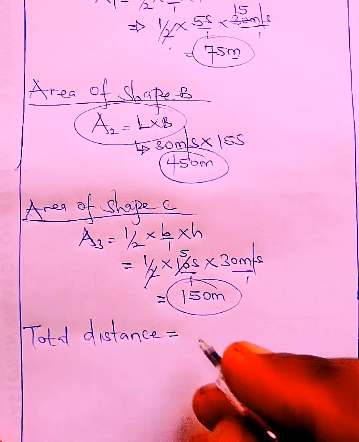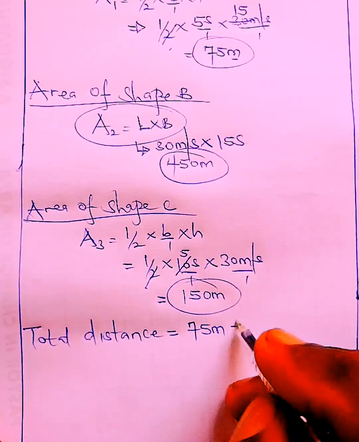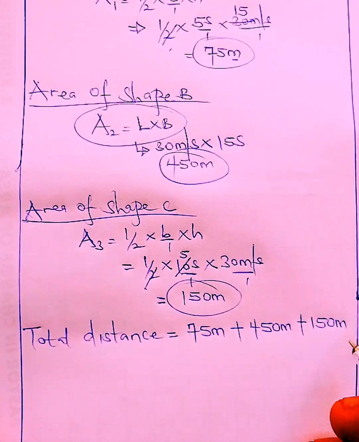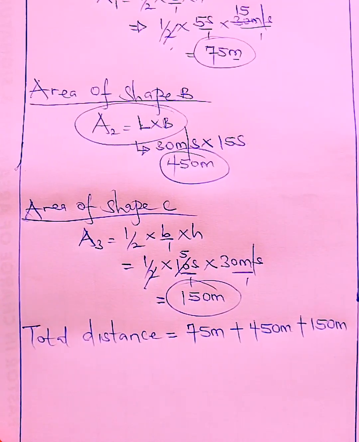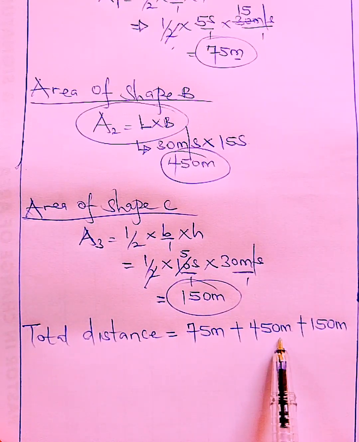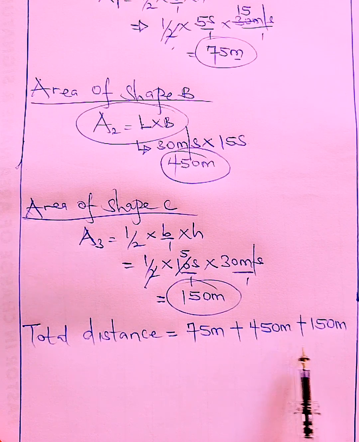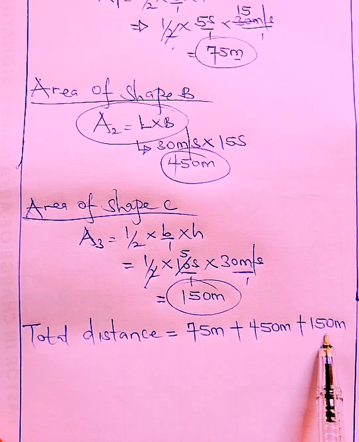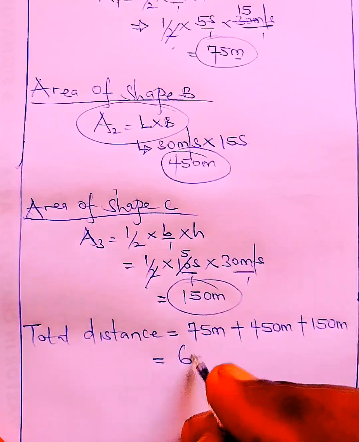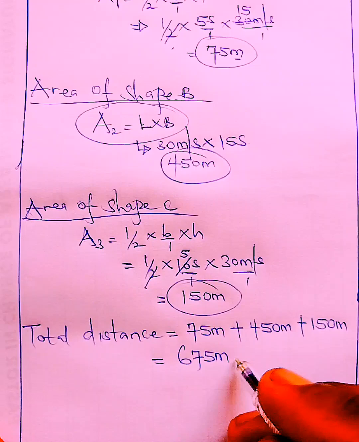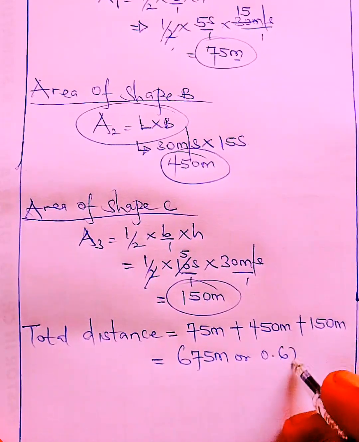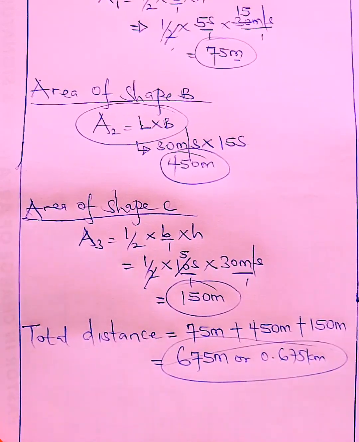You're going to add up everything. That's 75 meters plus 450 meters plus 150 meters. So let's do the math. 75 plus 450 will give us 525. 525 plus 150 will give us 675 meters. So the total distance covered by the body is 675 meters, which, if we convert it to kilometers, is 0.675 kilometer. So as simple as that.